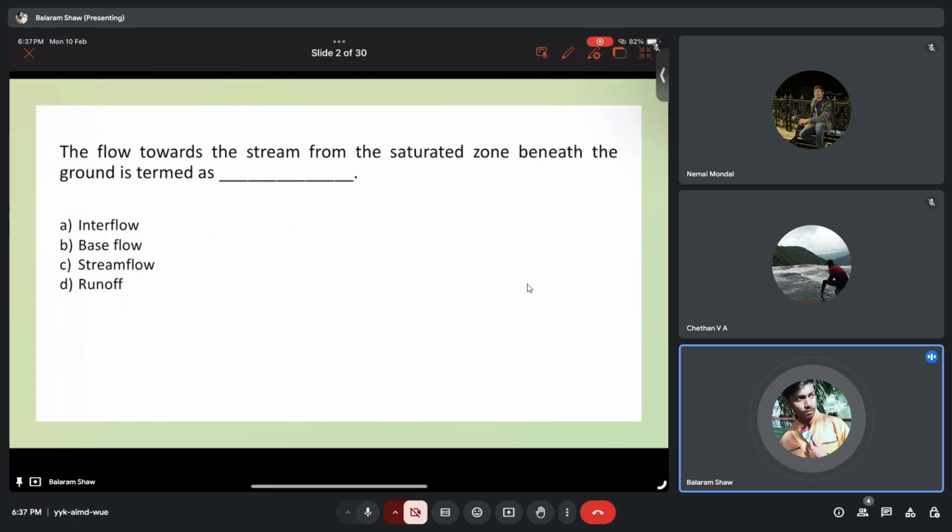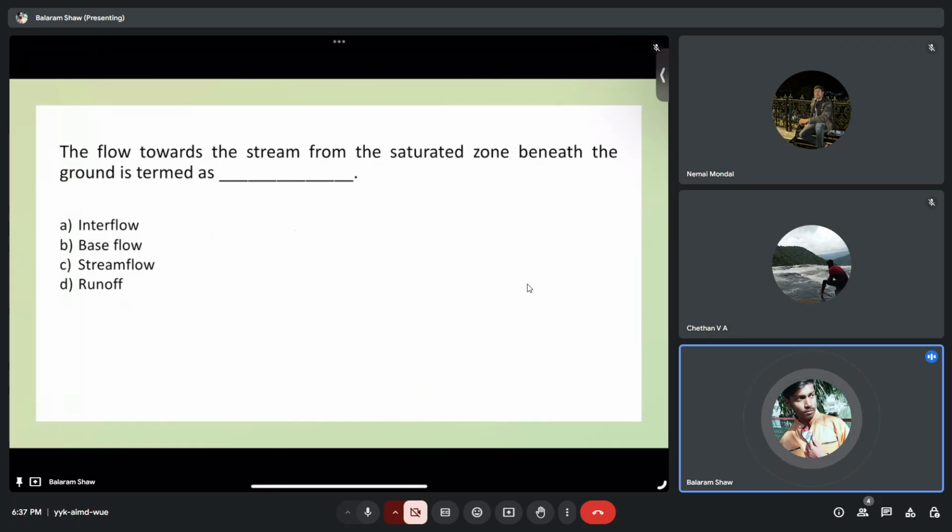Okay, so the first question is: the flow towards the stream from the saturated zone beneath the ground is termed as what? Any answers?